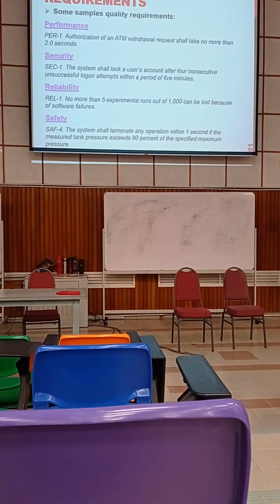Go for performance. Authorization of an ATM withdrawal request shall take no more than 2 seconds. Very clear, 2 seconds. If it takes more than 2 seconds, automatically you need to do something on the performance already. You need maintenance. The performance requirement is not achievable. So you need to do something wrong with the server. Maybe too much of data, too slow due to something. You need to find out. You understand or not? Time for maintenance.